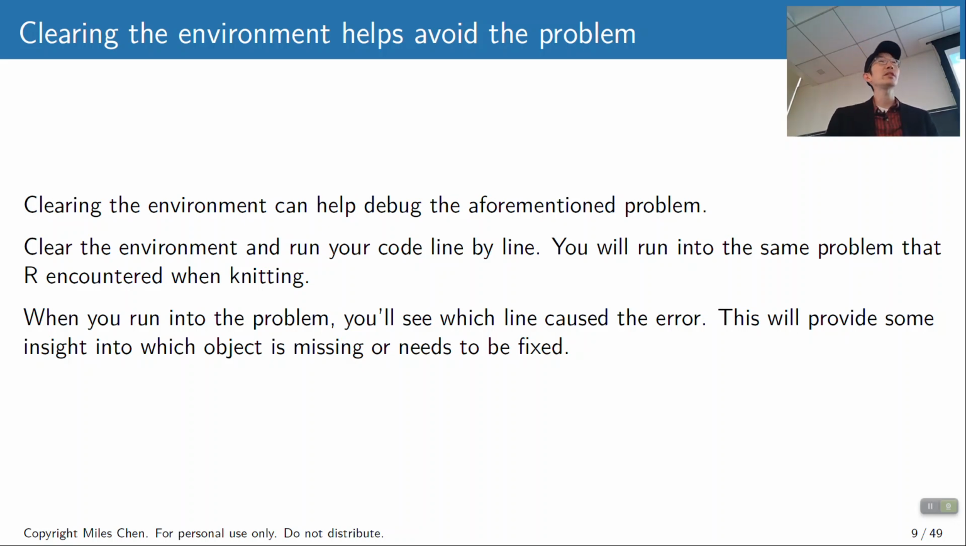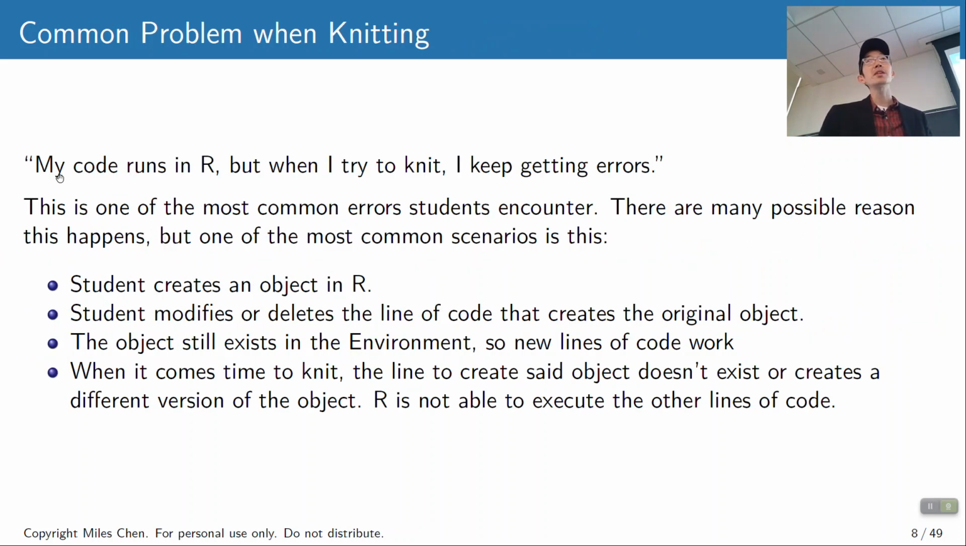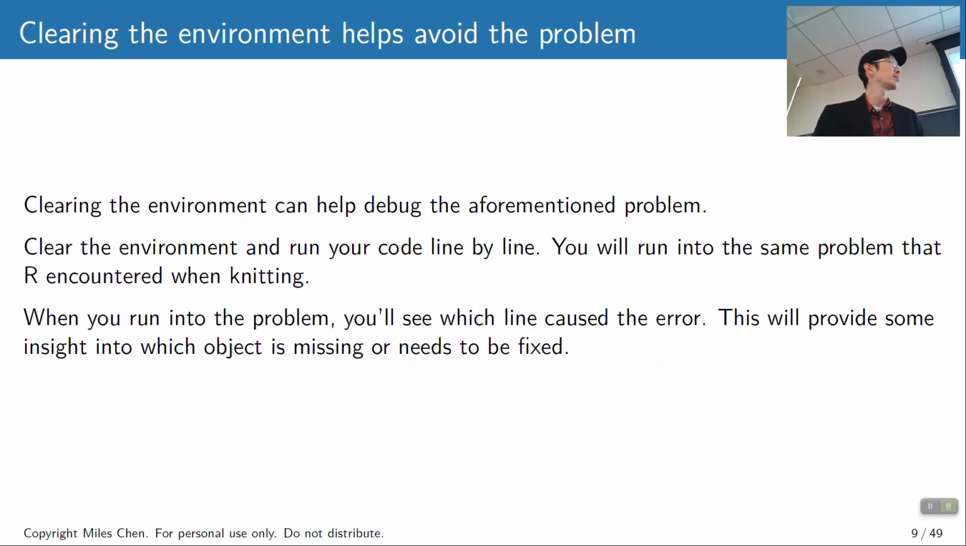A lot of times you'll encounter the same issue that R encounters when it knits, because when R knits, it always starts off with an empty environment. Now, if you don't clear your environment, those objects still exist, and so it's going to feel like your code still runs, okay? Because it's interacting with the objects that do exist in the environment. But when R knits, it always starts off with an empty environment, okay?